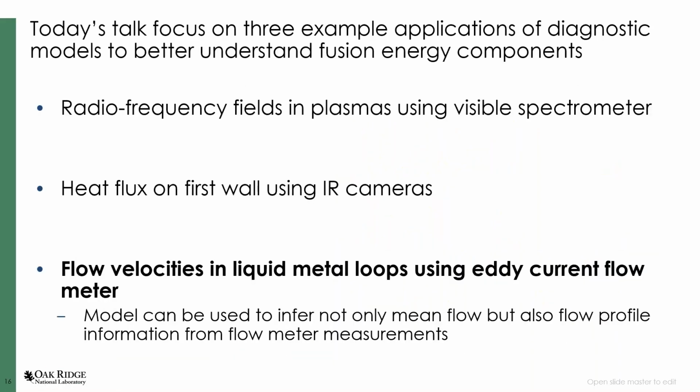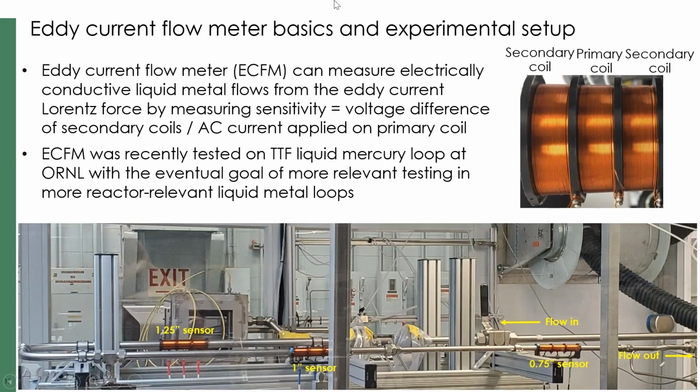Okay, so let me jump to the last topic, which is measuring flow velocities in liquid metal loops using an eddy current flow meter. So here, I would first discuss what the eddy current flow meter is. It's basically a very simple set of coils shown on the top right.